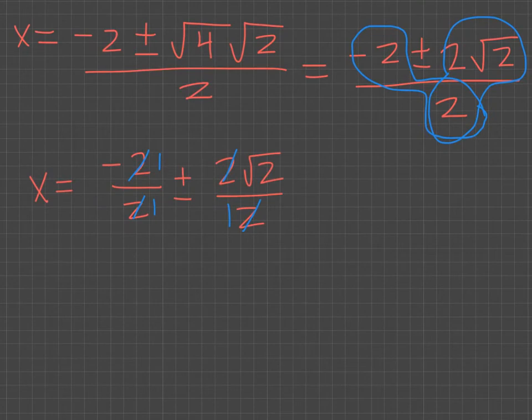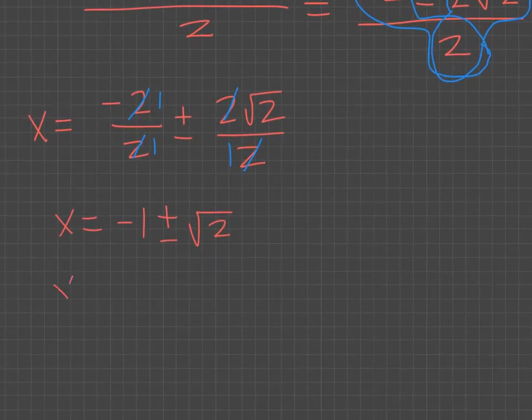So our solutions in fully simplified form are negative 1 plus or minus square root of 2. And again, that's 2 solutions. It's x equals negative 1 plus square root 2, and x equals negative 1 minus square root 2. And again, we have irrational solutions because we've got a number under the square root that doesn't simplify, but they are real solutions.